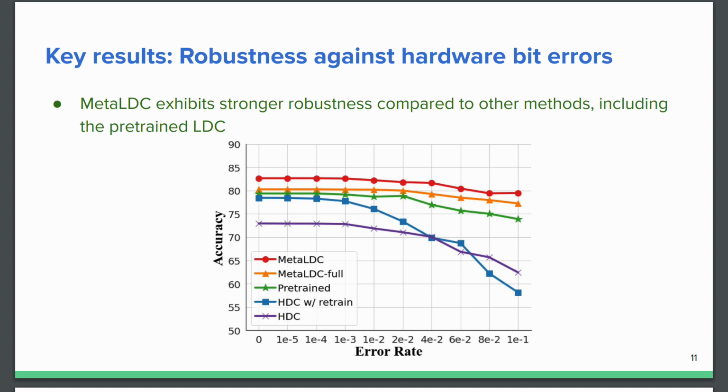We also test robustness against hardware bit errors of our method because, as we mentioned before, the HDC is quite robust to hardware bit errors. But as you can see, our MetaLDC also achieved quite high hardware robustness, and it's even improved compared to the HDC. I think that's because in the training process, we learned a better generalization from different but related tasks, so it enables better robustness compared to the original LDC method.